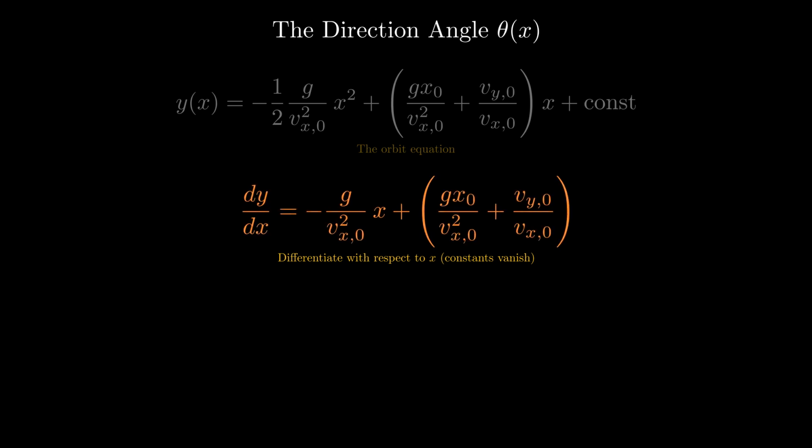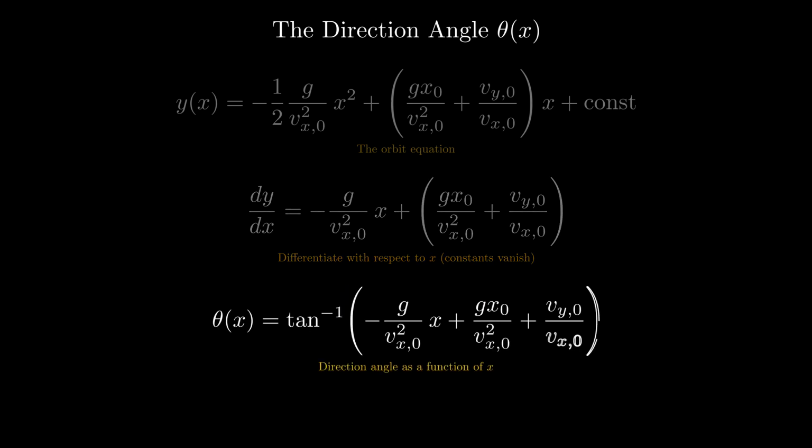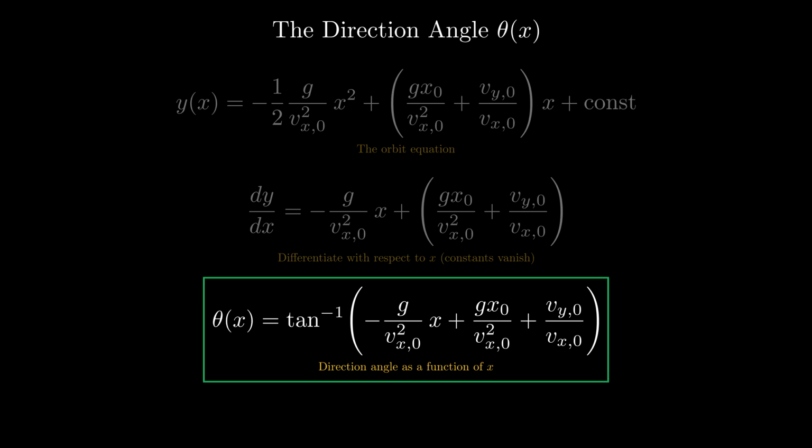The x squared term gives minus g over Vx naught squared times x. The linear term gives the constant g x naught over Vx naught squared plus Vy naught over Vx naught. The constants vanish. Feed that slope into the inverse tangent, and we have the direction angle theta as an explicit function of position x along the path.